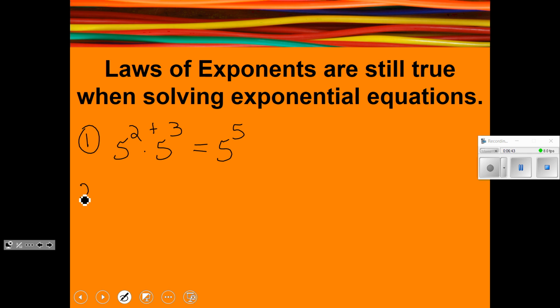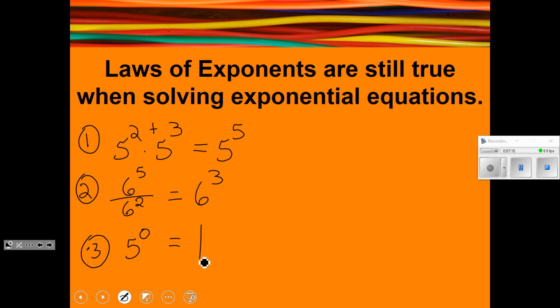All right, number 2. When you are dividing 6 to the 5th power divided by 6 to the 2nd power: when you multiply powers, you add the exponents. When you divide powers, you subtract. And that could give you 6 to the 3rd. Okay? Law number 3: 5 to the 0 power. Anything to the 0 power is equal to 1.